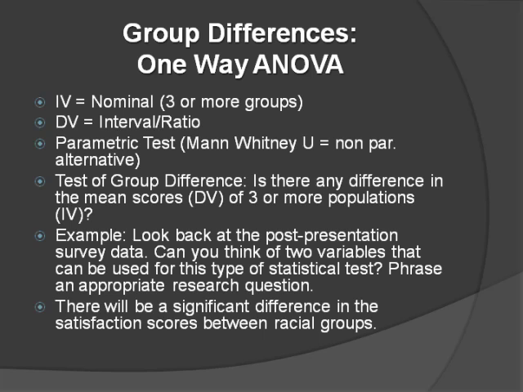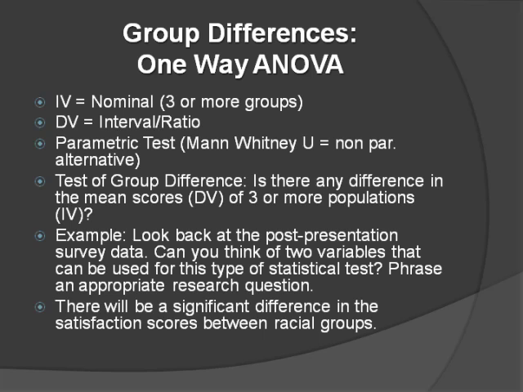Now, this is a test of group difference. So we're talking about the differences in the mean score of three or more groups which have been categorized using a nominal level variable. An example might be, as I mentioned a little bit earlier, there will be a significant difference in the satisfaction scores between different racial groups. Race is nominal level of measurement, because we're talking about different categories, but there's no ranking associated with those categories.